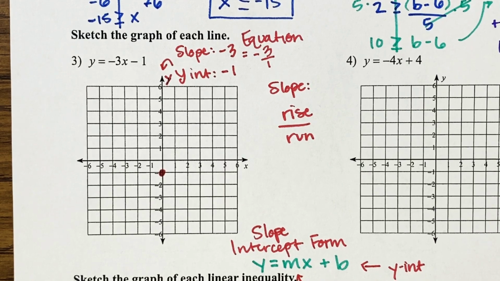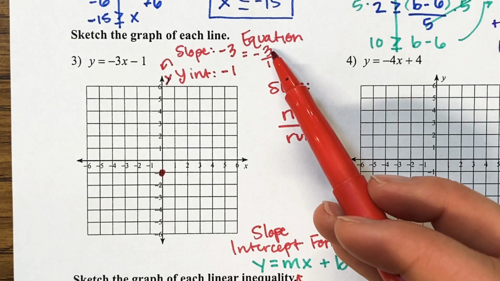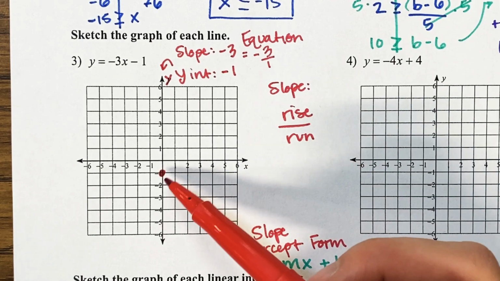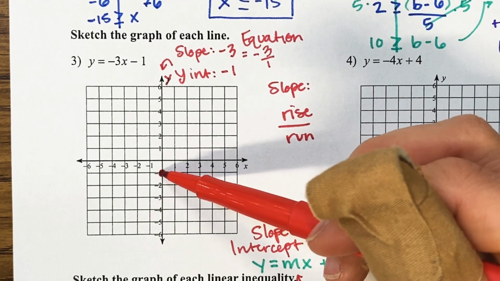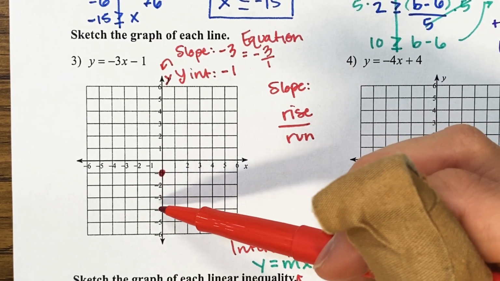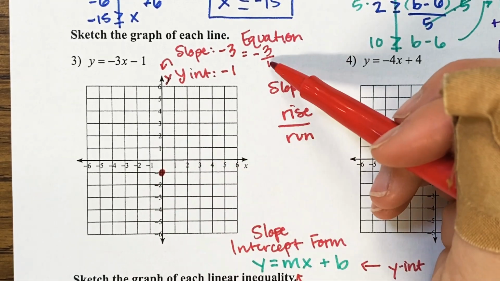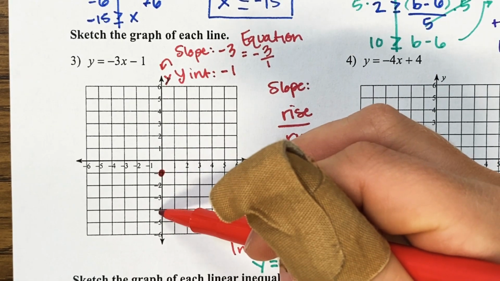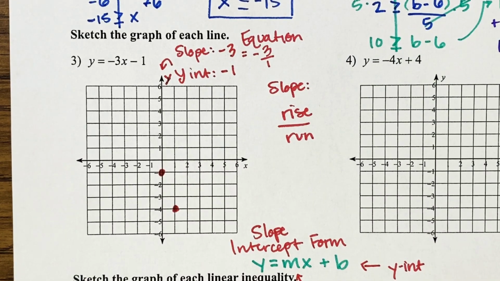Now what we're going to do is from our starting point, we're going to rise, which is always on top, so rise first, and then run. Our rise is -3, so we're going to go down 3 from our starting point. 1, 2, and 3. Wait to put another point because we still have to run. We have to run 1. And there's our second point.